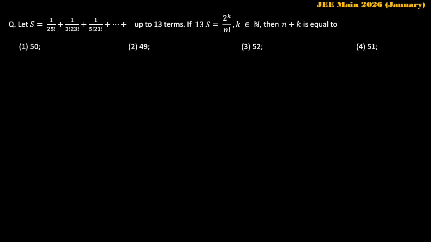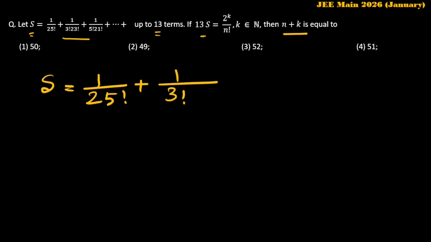Let us carefully observe the problem. In a problem, given that S is equal to some expression in factorials up to 13 terms, and also given that 13S is equal to 2 power k over n factorial, then asked to find the value of n plus k. Now S is given as 1 over 25 factorial plus 3 factorial 23 factorial plus 5 factorial 21 factorial up to 13 terms.